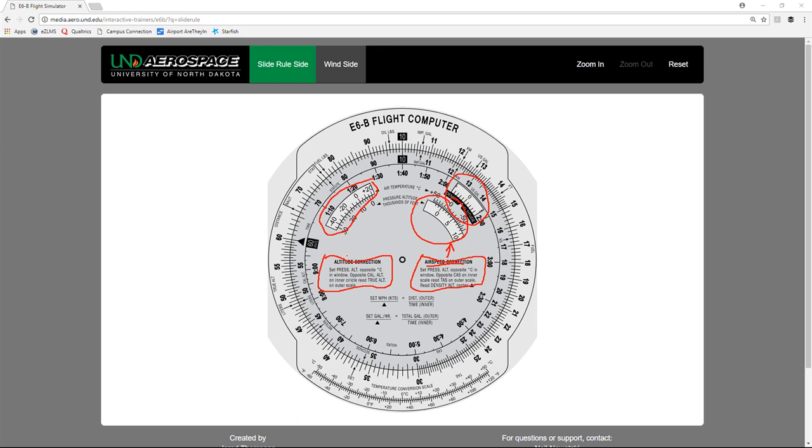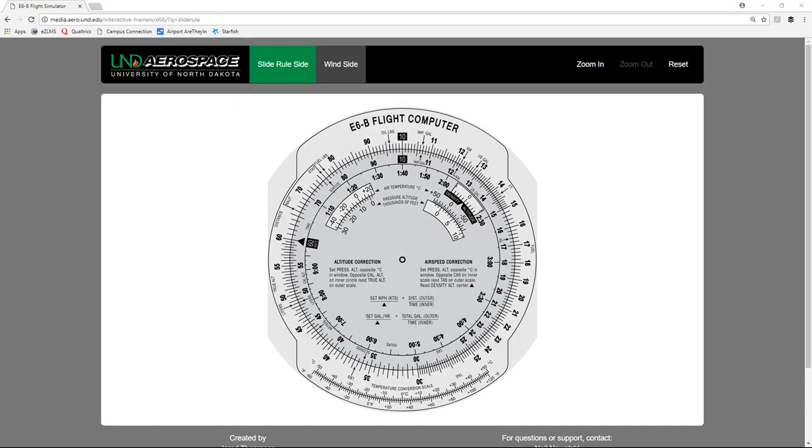On the left side of the E6B, it's labeled altitude correction, so the window on the left side will be used to correct your altitude. It is important that you do not cross over here. So these windows on the right side of the E6B are not to be used for altitude correction, and the window on the left side of the E6B is not to be used for airspeed correction. So make sure you're using the window on the same side as the guides that are below it.